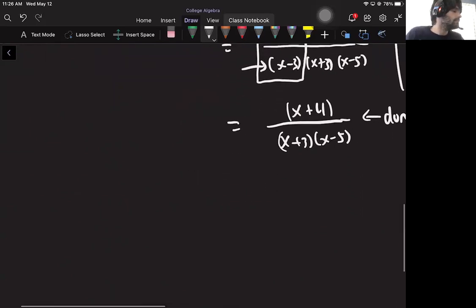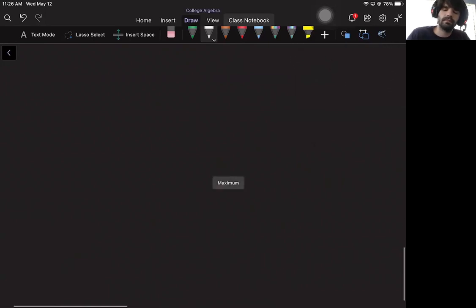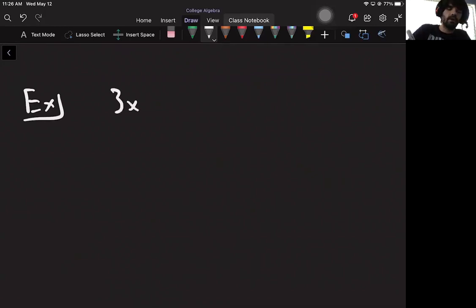Okay, so that is going to come in handy quite a lot. So let's try not to make that mistake. All right, but next example. So that's how you multiply two rational expressions. What about dividing? Well, dividing is pretty much the same as multiplying, but a little bit different.